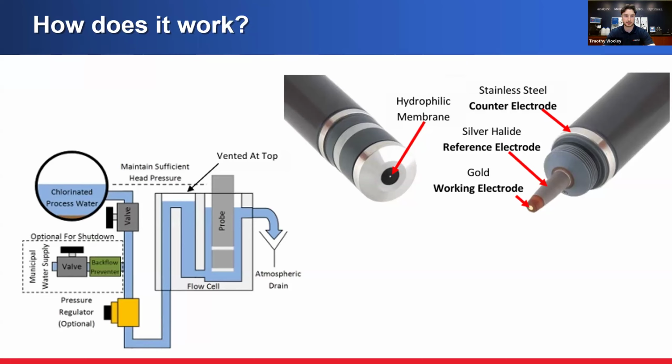In the presence of chlorine, an electrochemical reaction takes place. They actually have a charge that's moving across that water, and the intensity of that charge reflects the change in chlorine concentration.